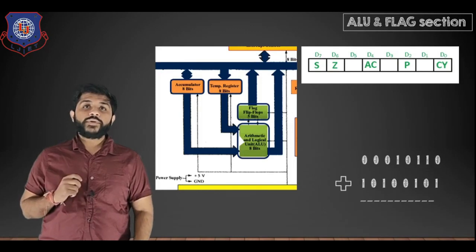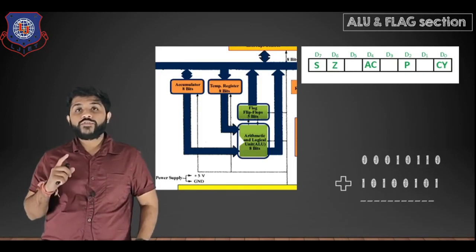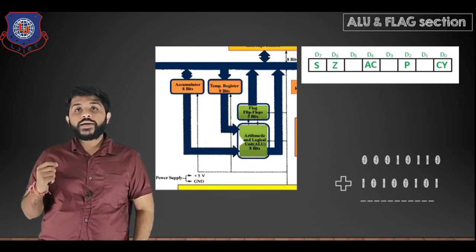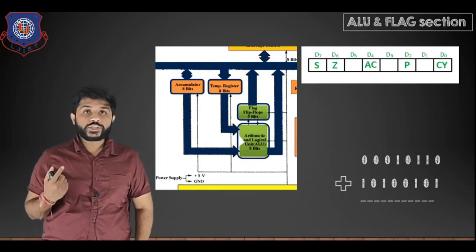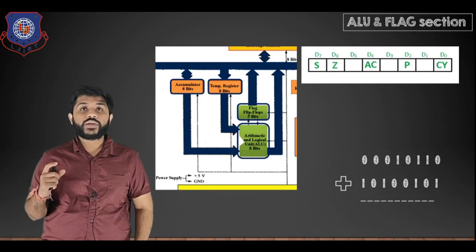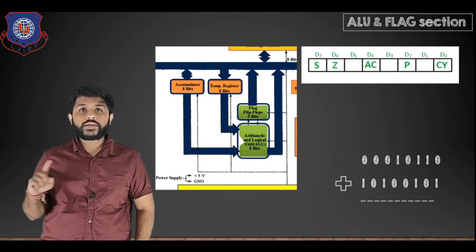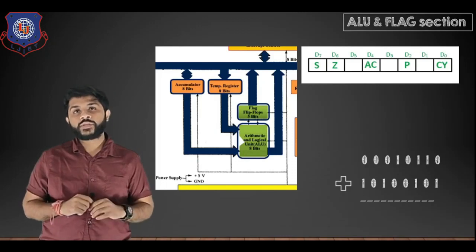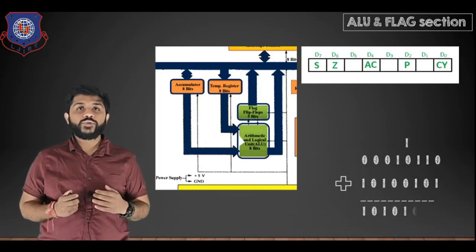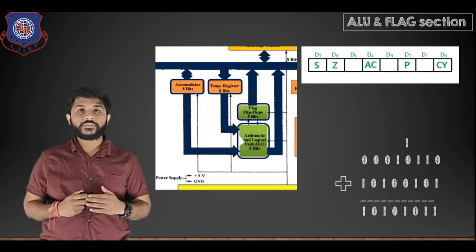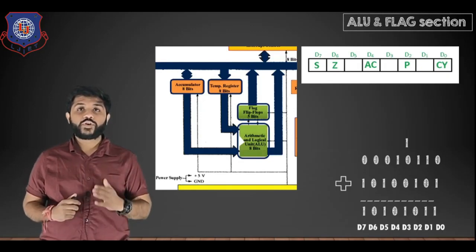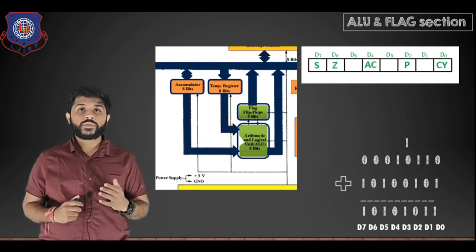So this is the example. We are performing the addition of these two 8-bit numbers. When you perform any arithmetic and logical operation, the value of the flags will be affected. So all flags will be affected when you perform any arithmetic and logical operation. Now let's add these numbers and you will get the answer. So let's name these bits from D0 to D7.